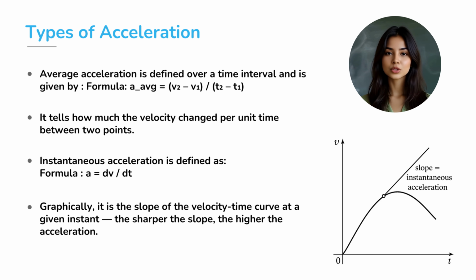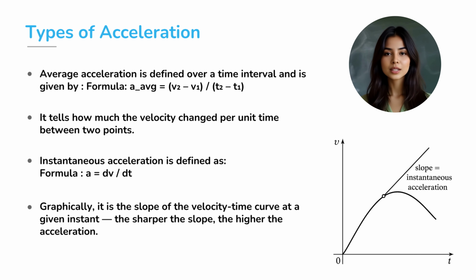But what if we want to know how quickly the velocity is changing at a specific moment? That's instantaneous acceleration, found using calculus. The formula is a equals dv by dt, which means the derivative of velocity with respect to time. Graphically, the instantaneous acceleration is represented by the slope of the velocity-time curve at a particular point. The steeper the slope, the greater the acceleration.